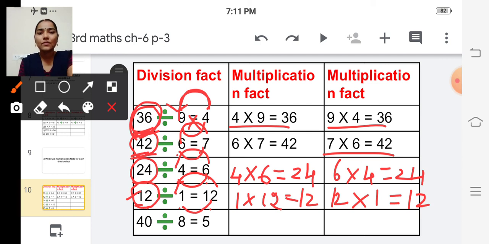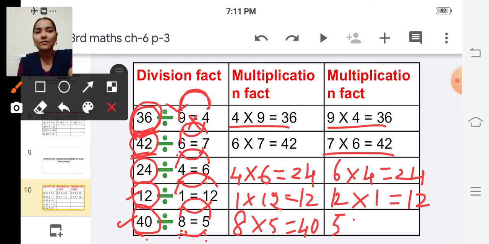Yes, the last one, 40 divided by 8, which is equal to 5. So here the dividend is 40. So 40 is the product. Okay, product of these two numbers, 8 and 5. So first multiplication fact, 8 into 5, which is equal to 40. The next one is 5 into 8. So 5 into 8, which is equal to 40. Okay, so these are the two multiplication facts.